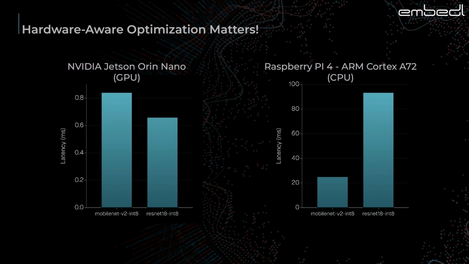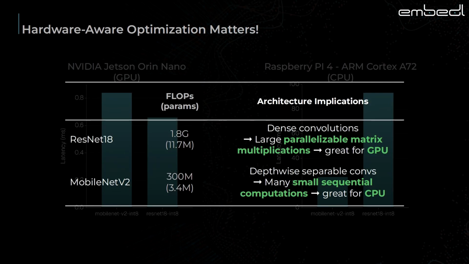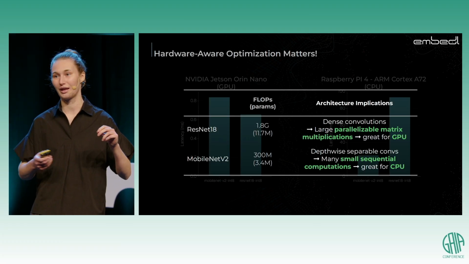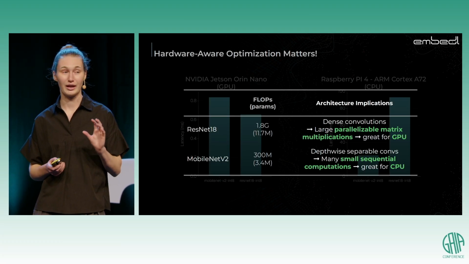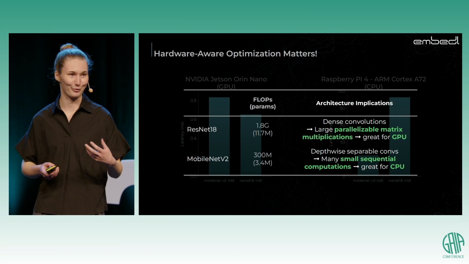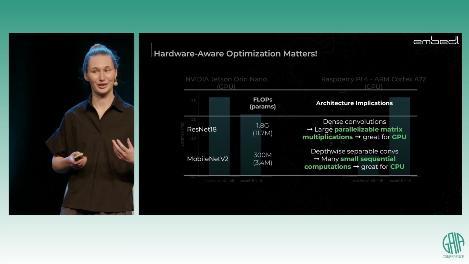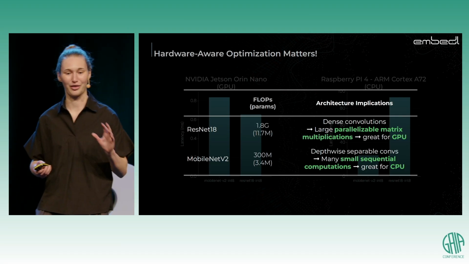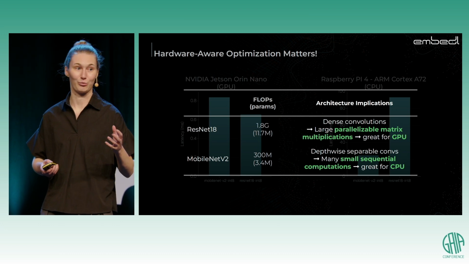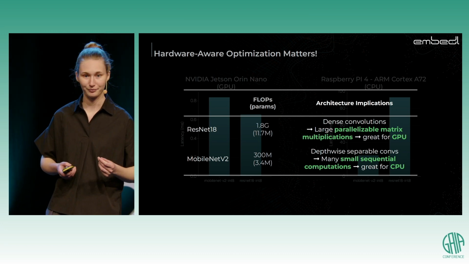And for those two model architectures and for those two hardwares, there's a good explanation. So looking at the architectures of both models, and starting with the larger ResNet 18, this is a very traditional computer vision model consisting mostly of dense convolutions that are the typical convolutions and that are large parallelizable matrix multiplications. And that already sounds like it's great for a GPU. And thus, the ResNet 18 performs really well on the NVIDIA Jetson.